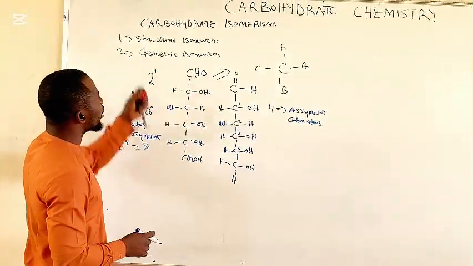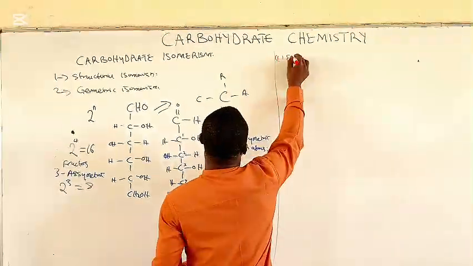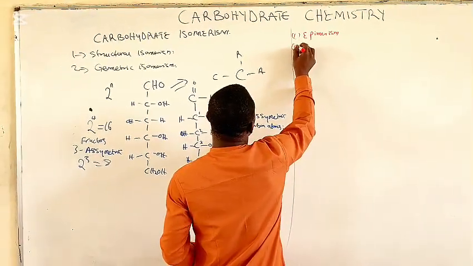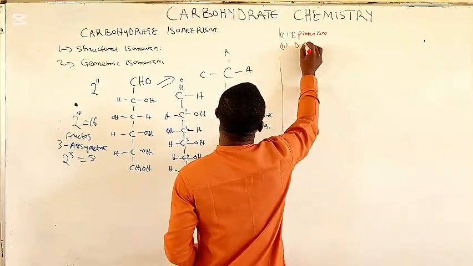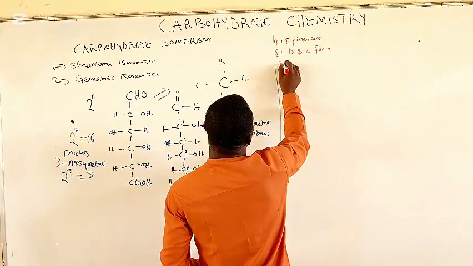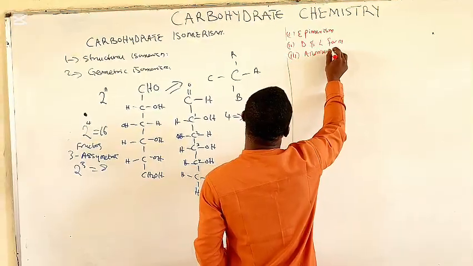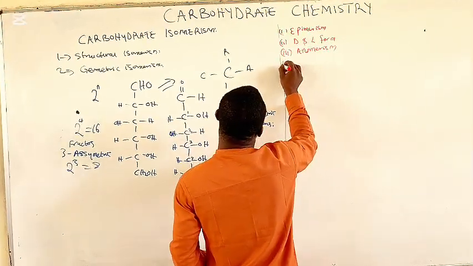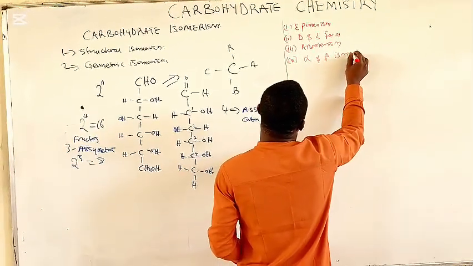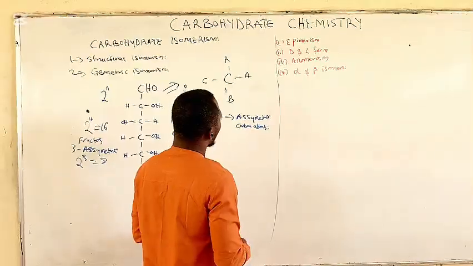The types of isomerism that occur in carbohydrates include: 1, epimerism; 2, D and L isomers; 3, anomerism; and 4, alpha and beta isomers. These are the common isomers of carbohydrates.